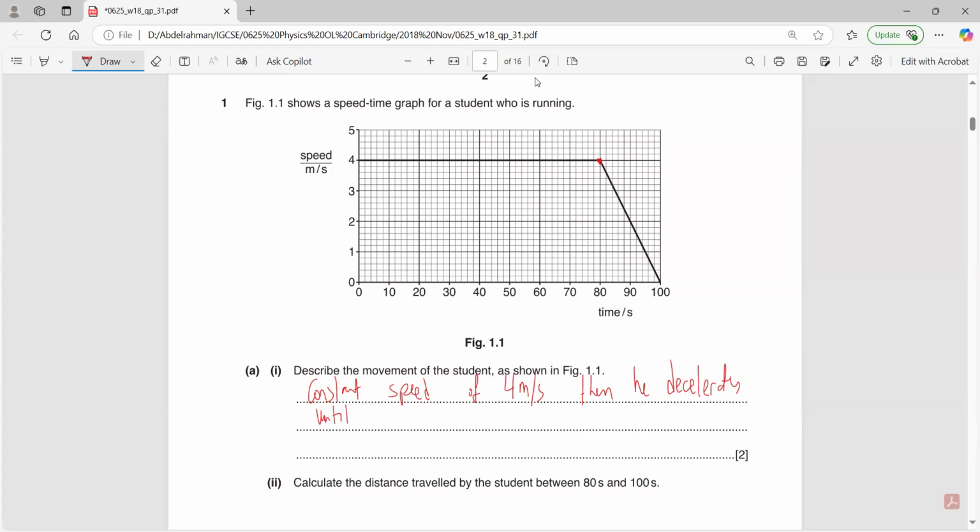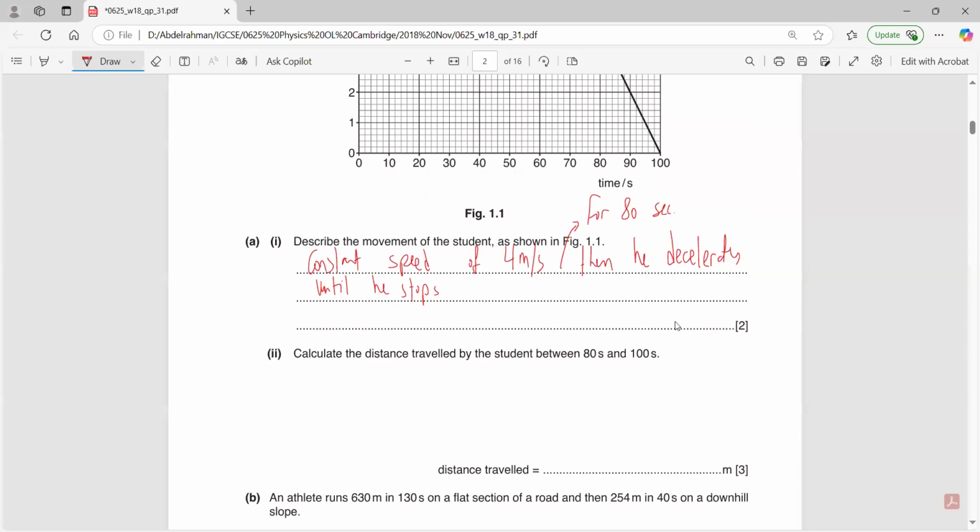until he stops. Can I say constant speed of 4 meters per second for 80 seconds? Yes, you can say that for 80 seconds. Okay, for 80 seconds, and then he stops.